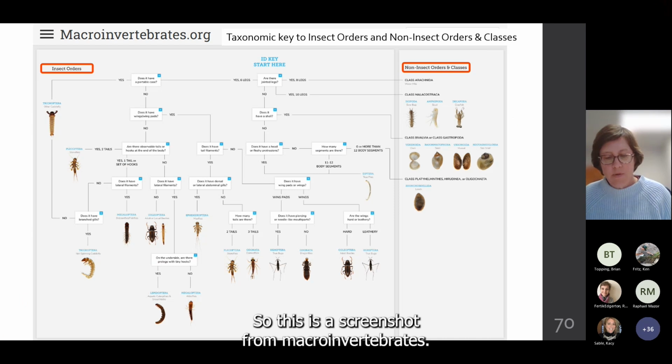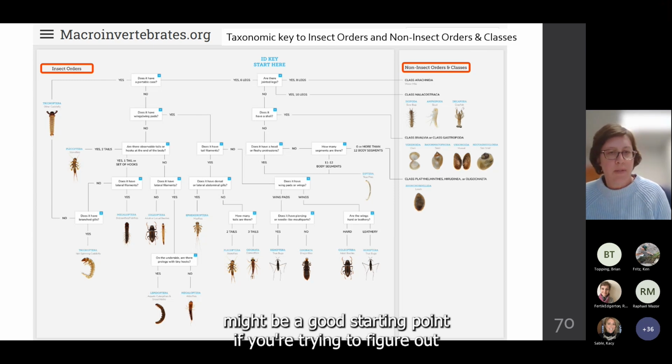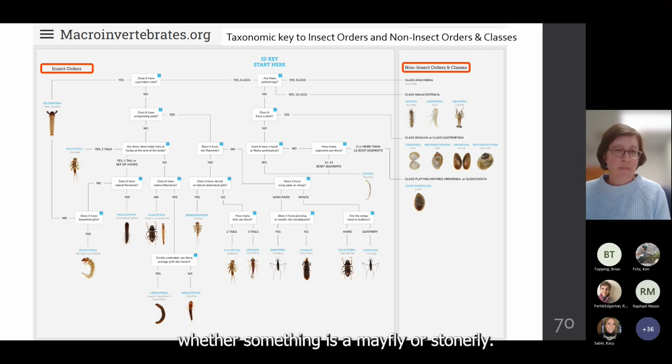This is a screenshot from Macroinvertebrates.org. This is an order and class level key that they have. It might be a good starting point if you're trying to figure out whether something is a mayfly or stonefly.